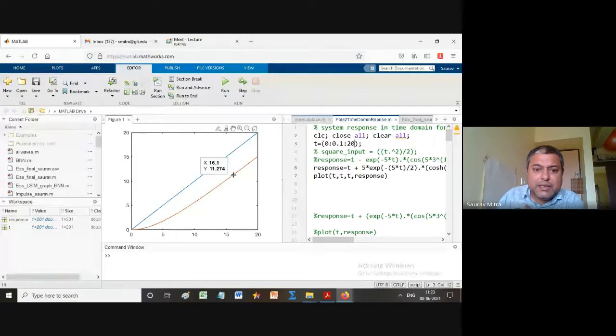And what is the red graph at 16.1? It is 11.274. So what is the difference between that? 16.1 divided by 11.274, how much is that? So around 4.926. This distance of 4.926 will be maintained. So now I have made it up to 20. Now what we do, I will plot it up to 50.